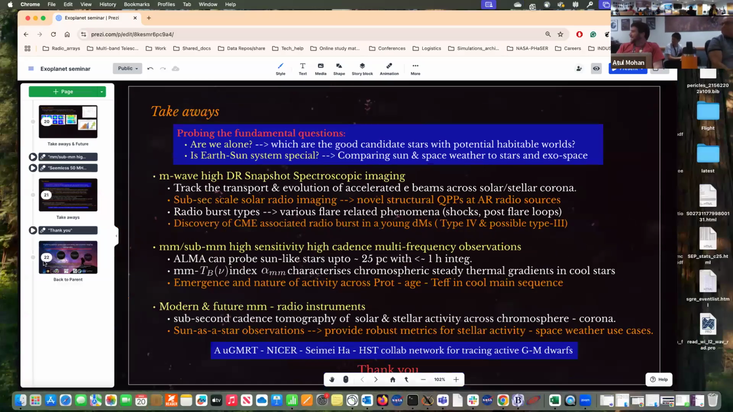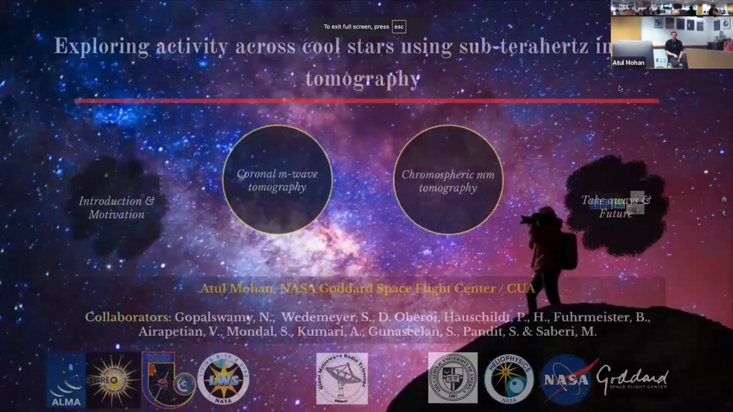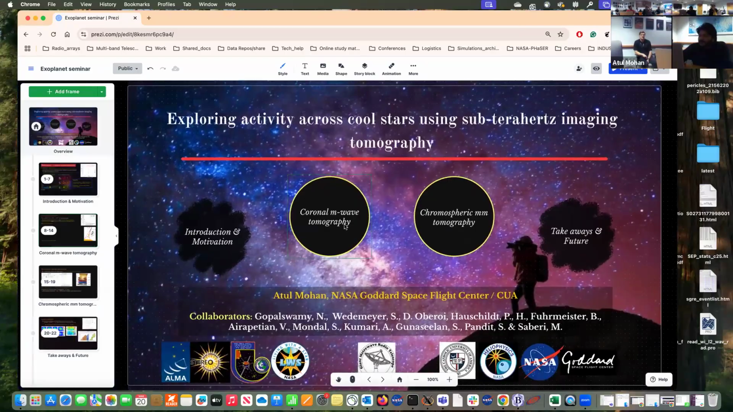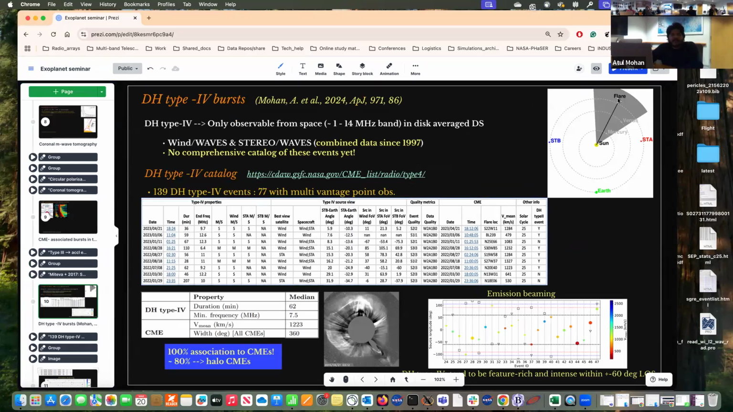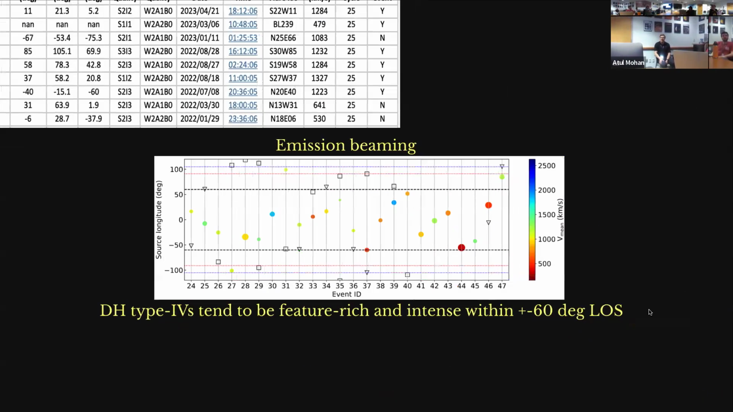Can you go back to the slide where you have the two satellites observing the same event, and one of them is a stronger signal? You mean that type 4 one, right? Yeah, that emission beaming graph. So understanding the closer you get to zero, you're in line with the beam. So I'm wondering on the last event or second to last event, why the one that's almost exactly on zero is not the stronger of the two.